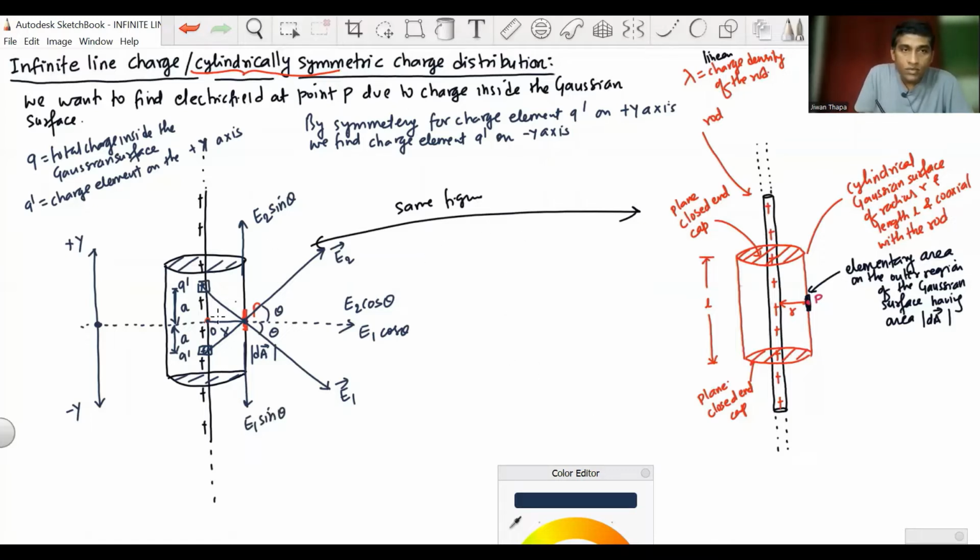Now if we look into this figure, or into this triangle, we know this, okay, this height is A, this is R, and this distance is under root R square plus A square. So this distance is under root R square plus A square. In the same way, this distance is also under root R square plus A square.